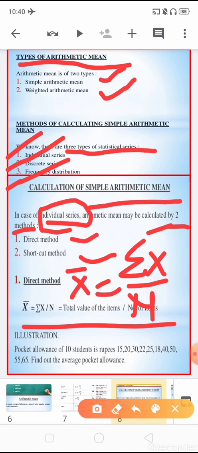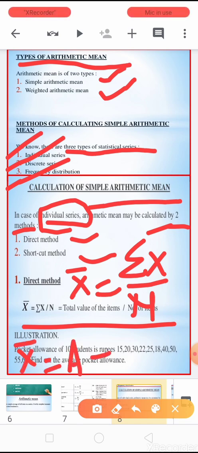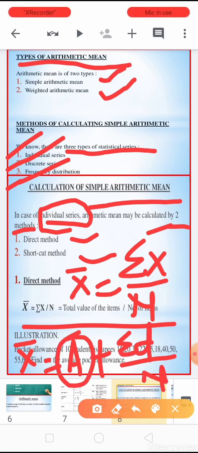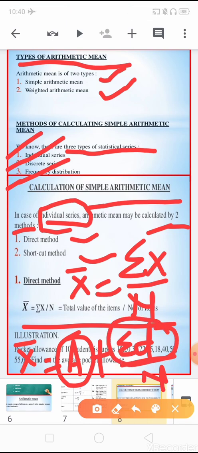And when you need to find the same with the shortcut formula, we have x bar equals a plus sigma d upon n. What is sigma d? A is the assumed mean here, and sigma d is basically the sum of deviations from the observations. So this is the way we need to calculate. Now we'll see one numerical to calculate the arithmetic mean.